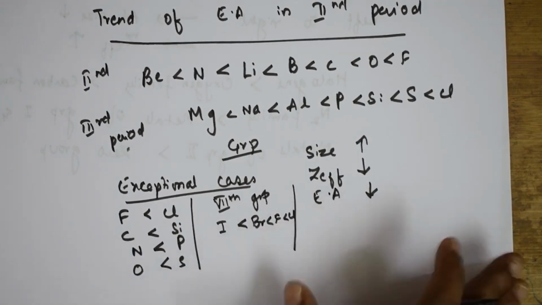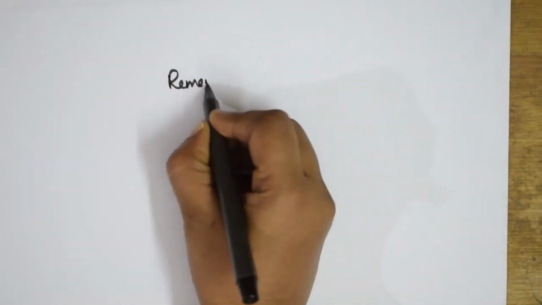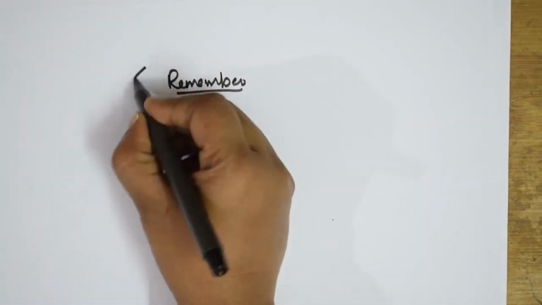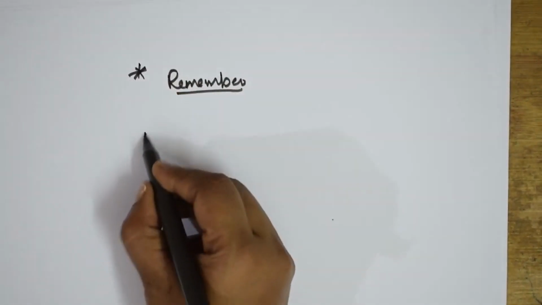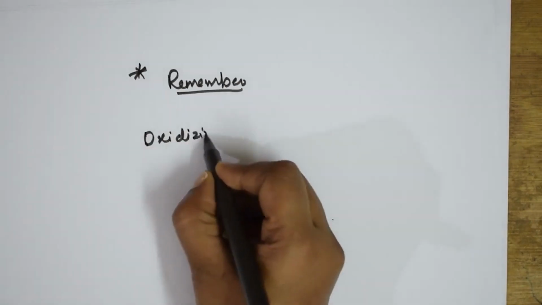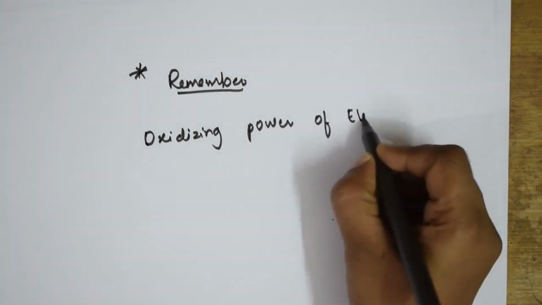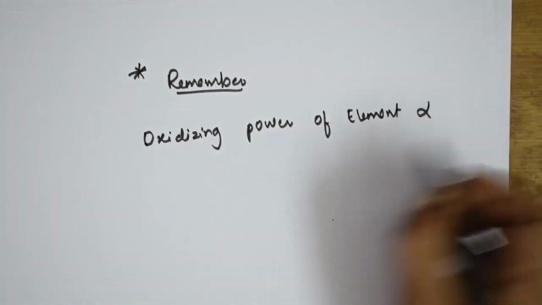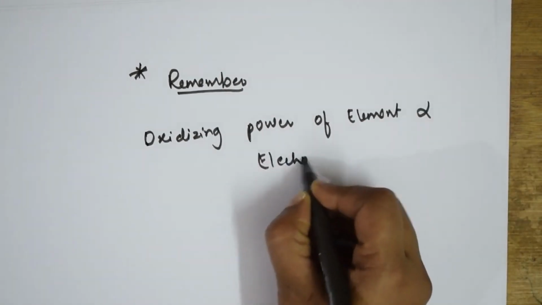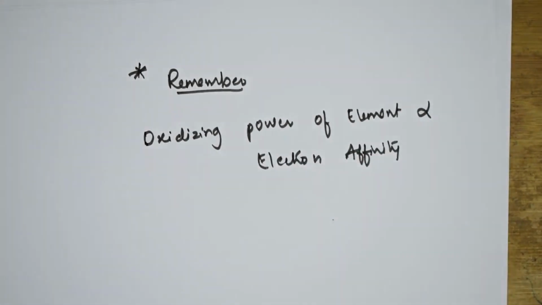Right? Now, one important thing you should remember in the electron affinity concept, very important thing to remember. Remember this, because they will ask you. What is that? Oxidizing power of an element is directly related to electron affinity. Remember this, very, very important.